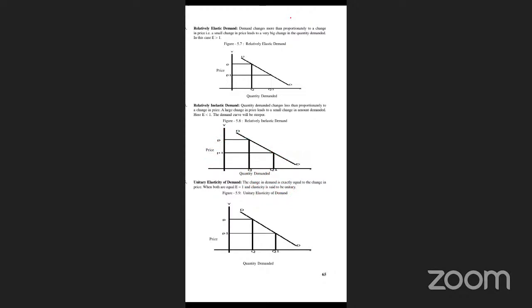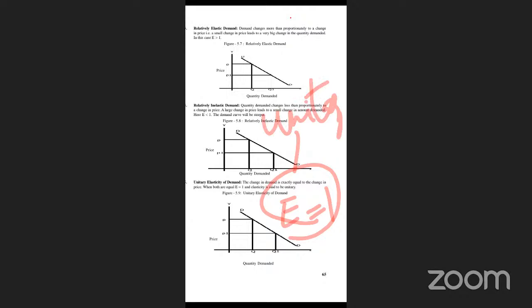Next is unitary elastic. What is unitary elastic? See, here the elasticity of demand is equal to 1. Because of this condition, we call it unitary. What happens in unitary? The change in demand is equal to the change in the price. Whatever amount of change in demand is happening is exactly equal to the change in the price.